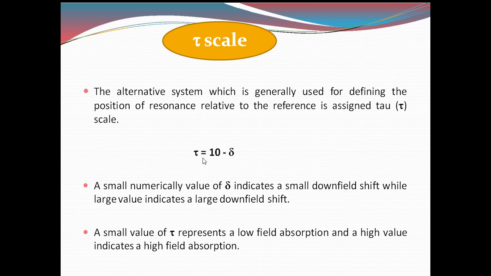So in the case of delta, if your delta value is very less, that means it is at a high field. If the delta value is more, that means it is downfield. But in the case of tau, the small numerical value of tau represents a low field absorption, and the high value indicates the high field absorption. So high is at a high field, low is at a downfield.